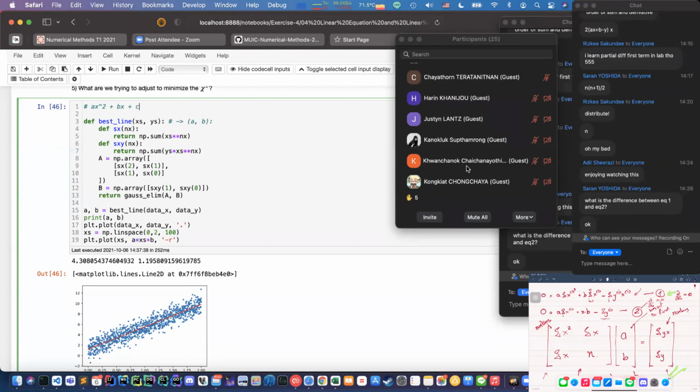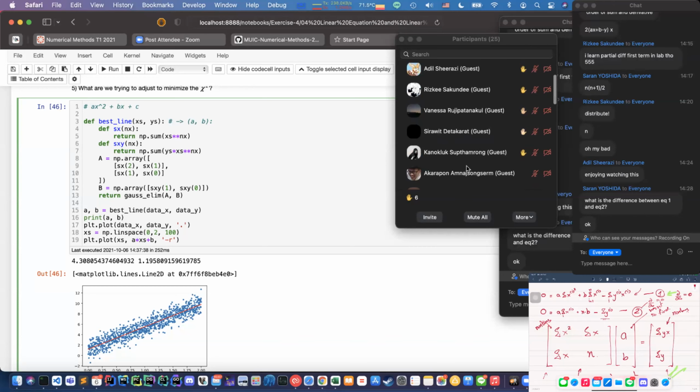Yeah, then try the parabola. If you work on it for a while, you'll figure out that there are two lines that you need to change. Repeat exactly the same exercise by taking the derivative by A, the derivative by B, and the derivative by C, and then you will see what you need.